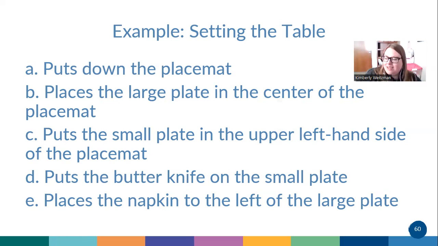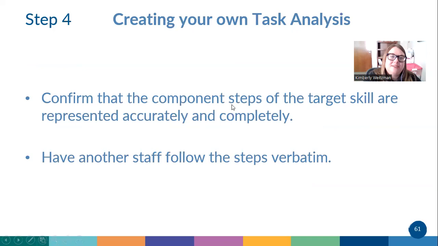So everybody's task analysis will look different, even if we're trying to teach the same skill. So step four is to confirm that the steps are represented accurately and completely. A great way to ensure this is to go through the steps yourself and then also have another person follow the steps word for word and see if you end up with the same result.